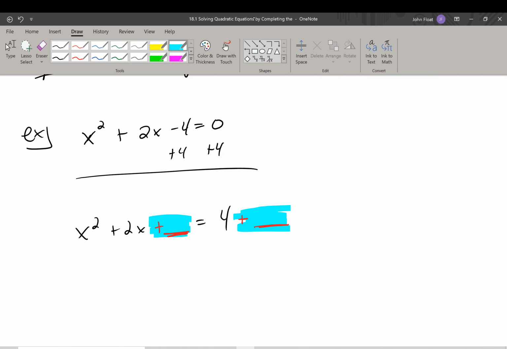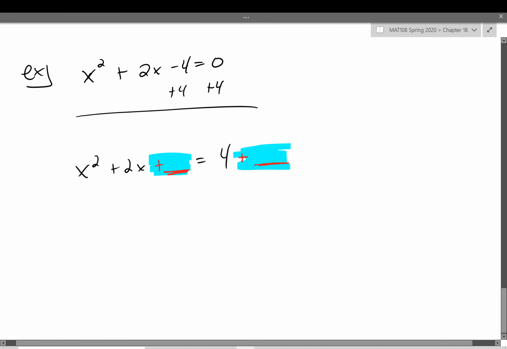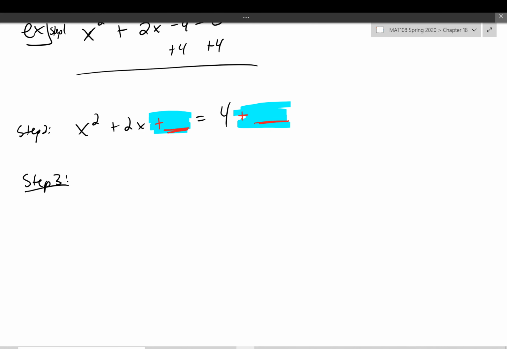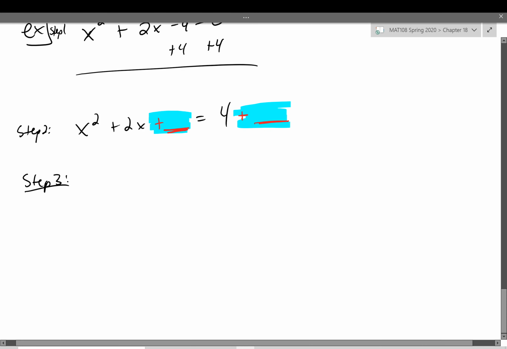All right. Step 3. So let me write out my steps here. Step 1. Step 2. Step 3. Okay, here's our complete the square part, okay? So what I'm going to do is I'll write this in red. We're going to take the b term, the b coefficient, which is a 2. So 2 divided by 2 equals 1. Okay? So that was our first part.